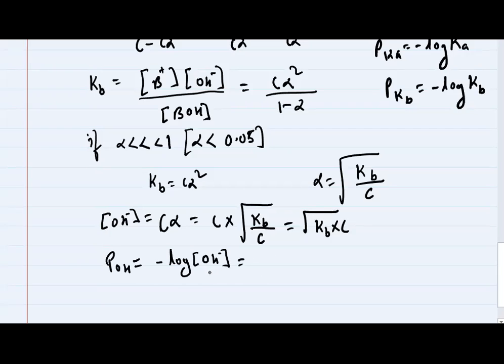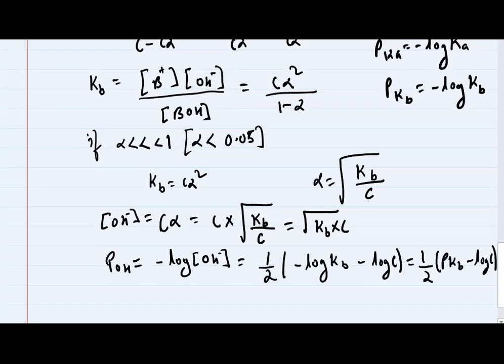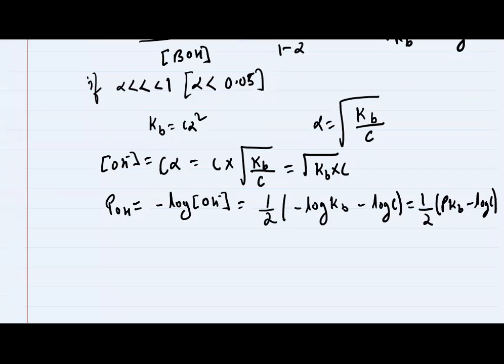So if you use the OH minus formula as root Kb into concentration C, you will get half minus log Kb minus log C, which in turn will give you half pKb minus log C. Right, everyone? Tell me, isn't it the same formula as pH? Yes or no? Okay, very good, everyone.